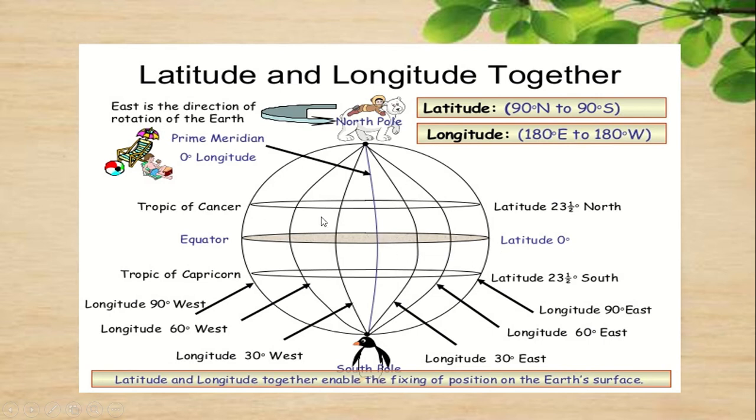So the complete longitude measurement is 180 here, western part and eastern part, this is 360 degree. So the 0 degree longitude is the prime meridian, and 180 degree longitude is not the prime meridian, that is the international dateline. So this latitude and longitude together enable the fixing of position on the earth surface.